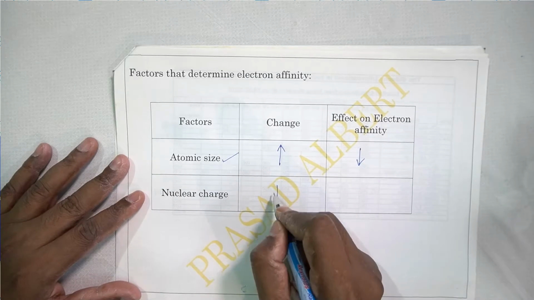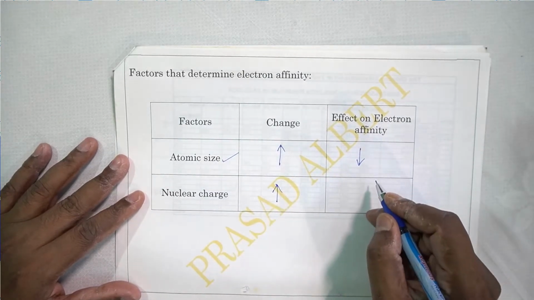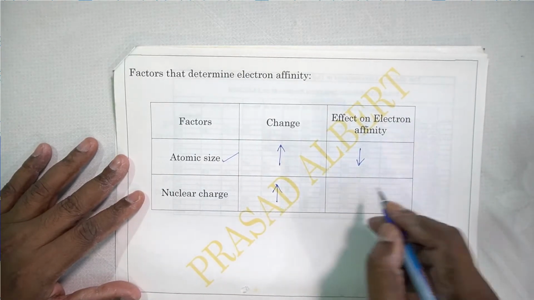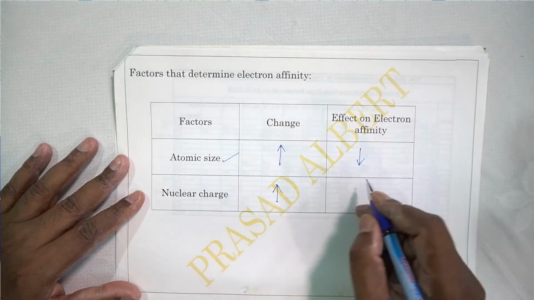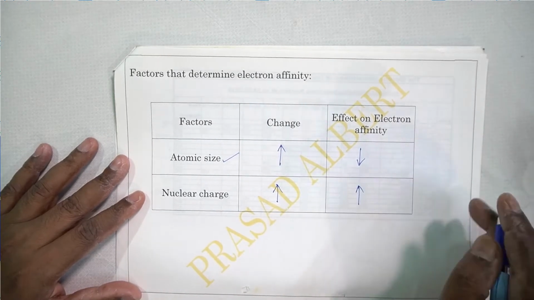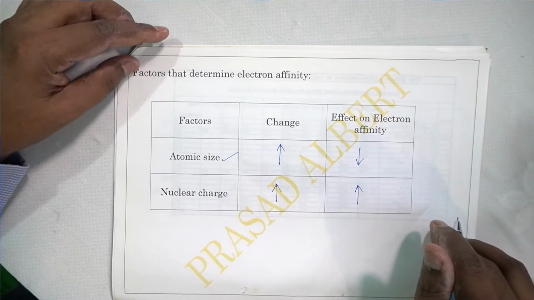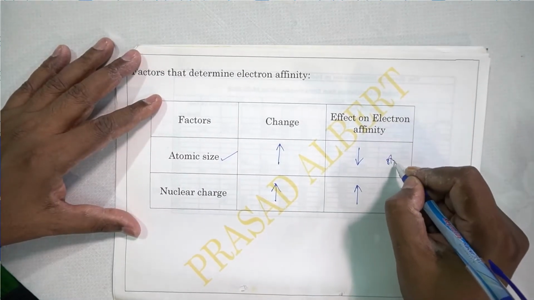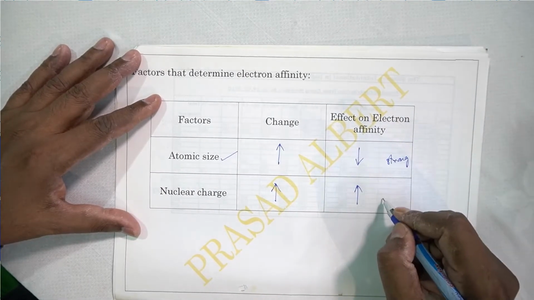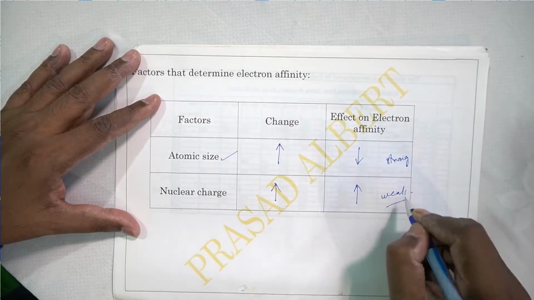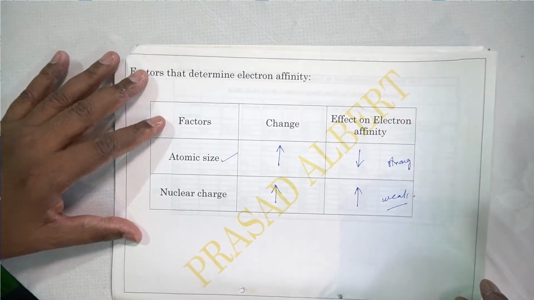And when nuclear charge increases, what happens? When the electron comes to the outermost orbit, it is pulled strongly inside, so more energy is released. So this is the concept that we keep. As we know, atomic size is a strong factor and nuclear charge is a weak factor. So let's apply this across a period. What happens across a period?